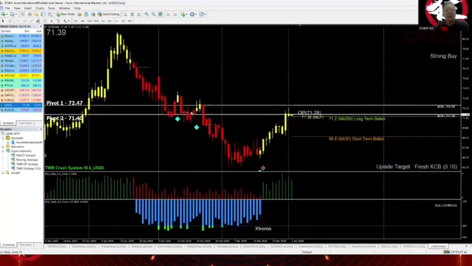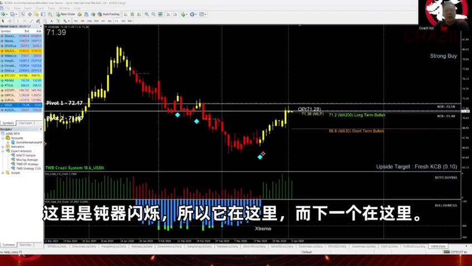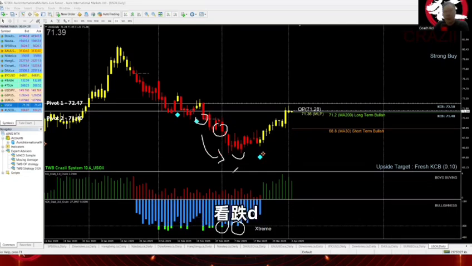It's called crude oil, right? Take a look, my friends. Take a look at crude oil. Okay. This is crude oil, yeah? So crude oil, you can see it has many KCX, right? And this is blinking here. So it's over here. Then the next one on individual here. So it's actually here. So the crude oil is still actually on the bearish note.